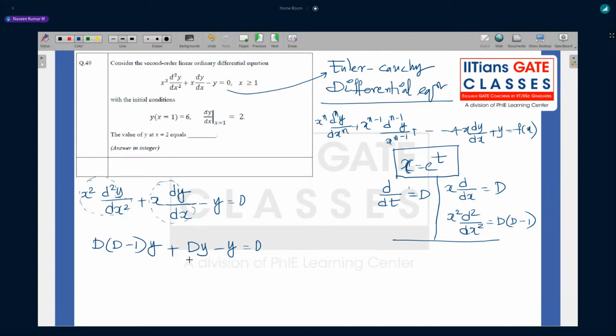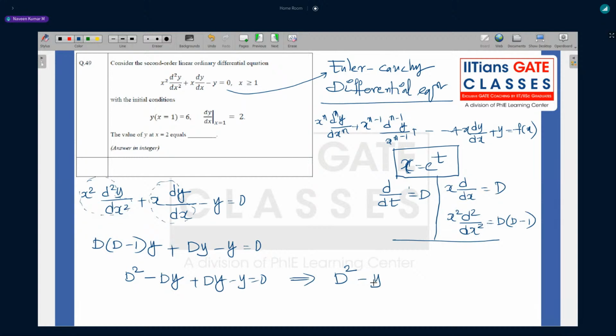This is a normal equation, right? From here I can write D square minus D y, plus D y minus y is equal to 0. From here these two get cancelled, leaving D square minus 1 acting on y.